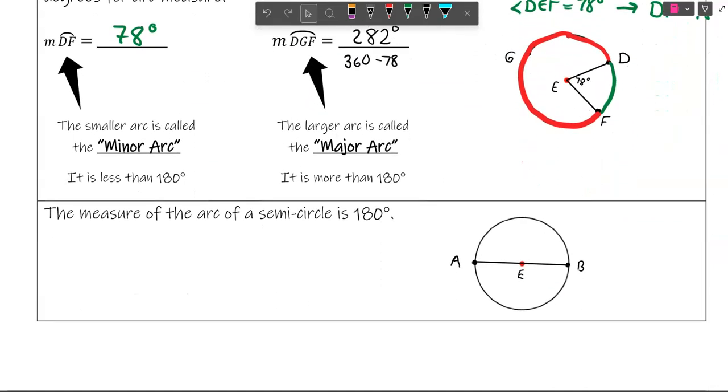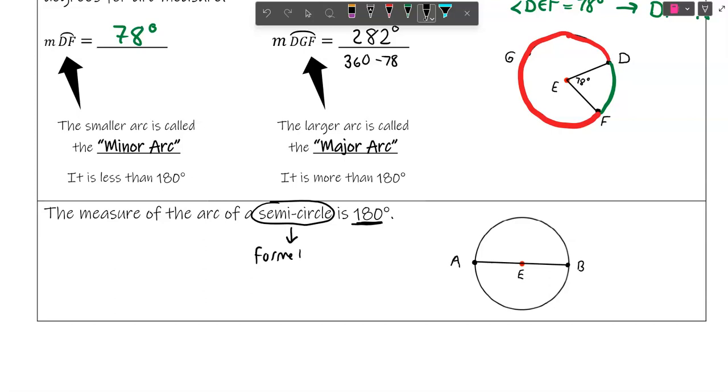Continuing the conversation here, as we said before, the measure of a semicircle is 180 degrees. A semicircle is formed by a diameter.